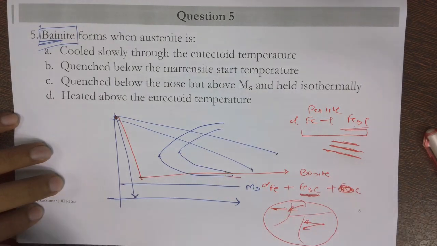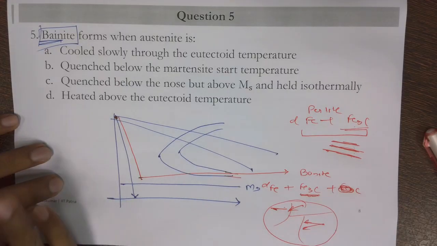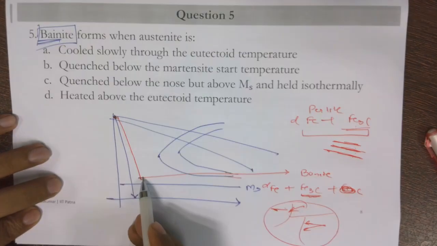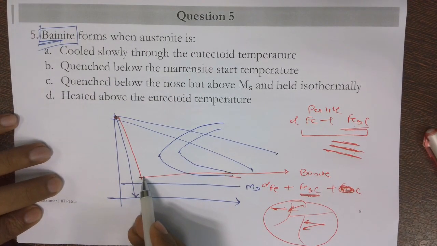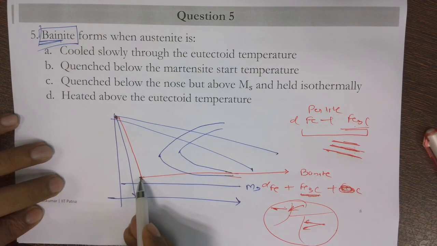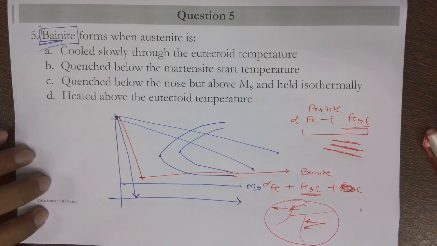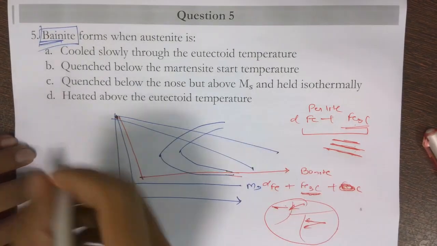Okay. So with that, we can answer that. Our answer will be: quench below the nose, but above the MS, and hold isothermally. So option C is the right answer over here. Great.